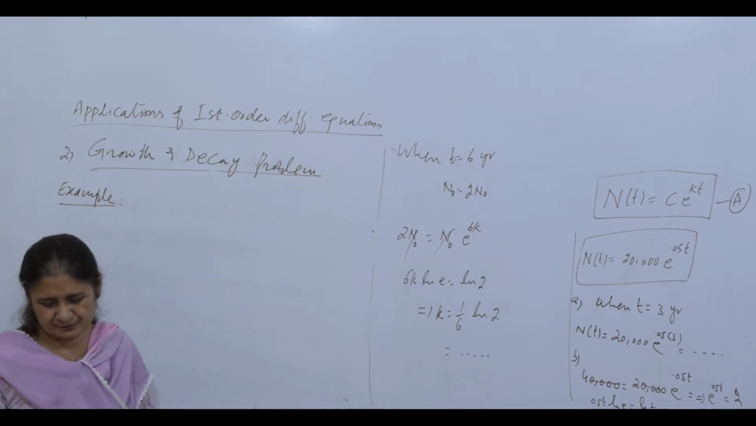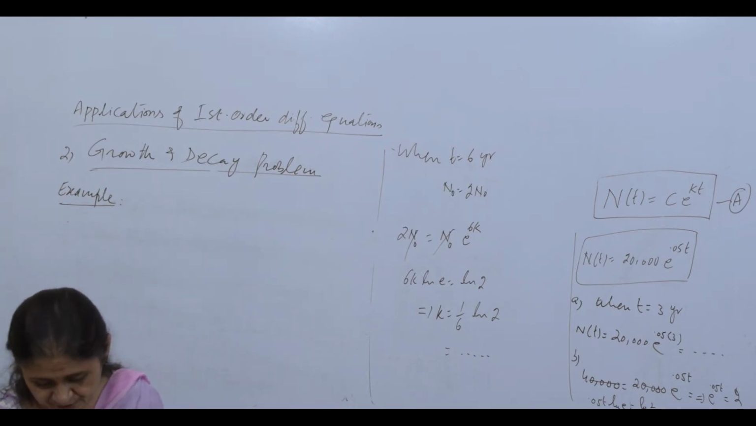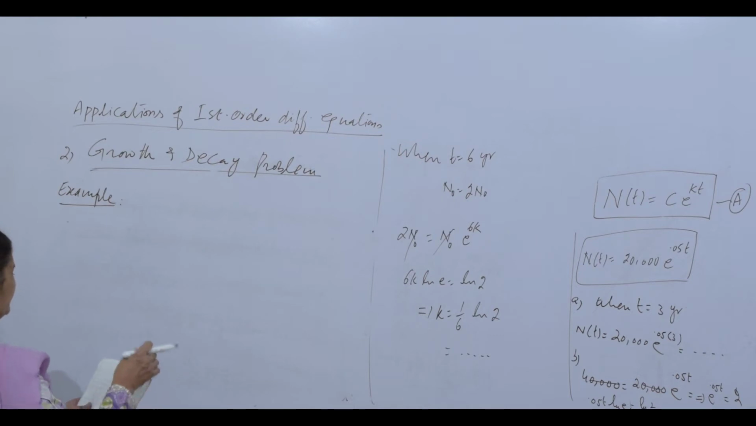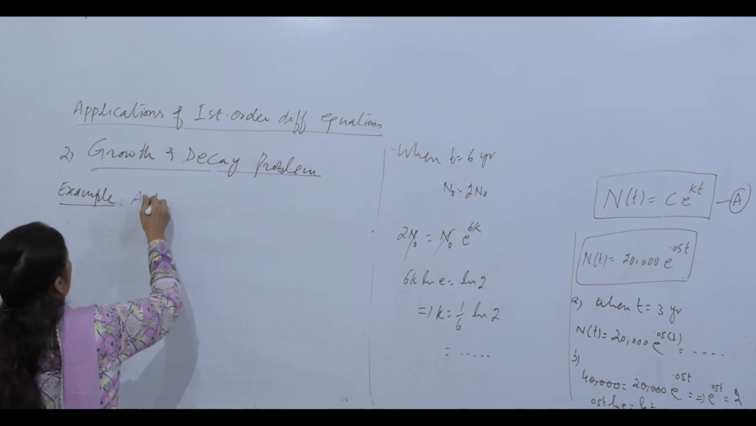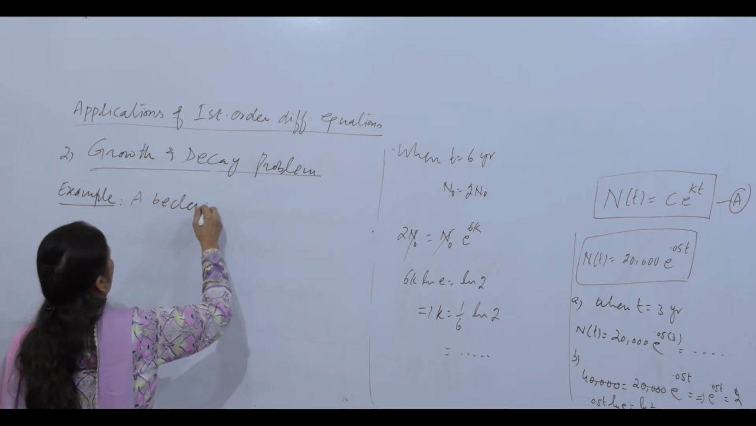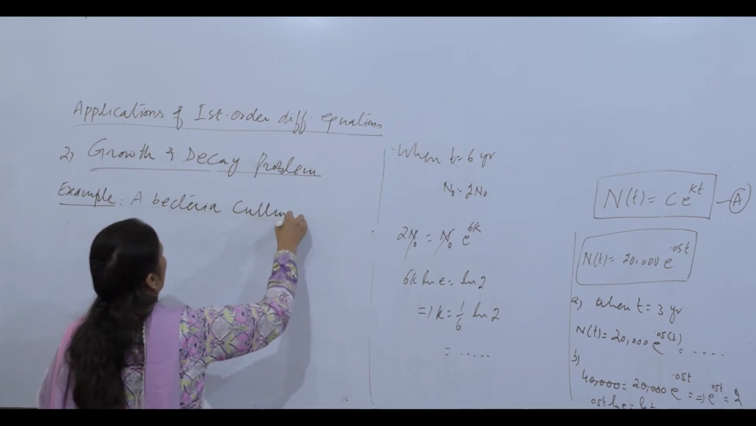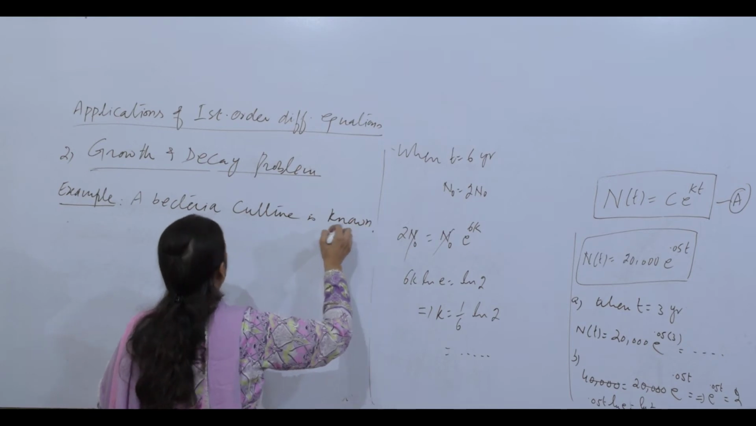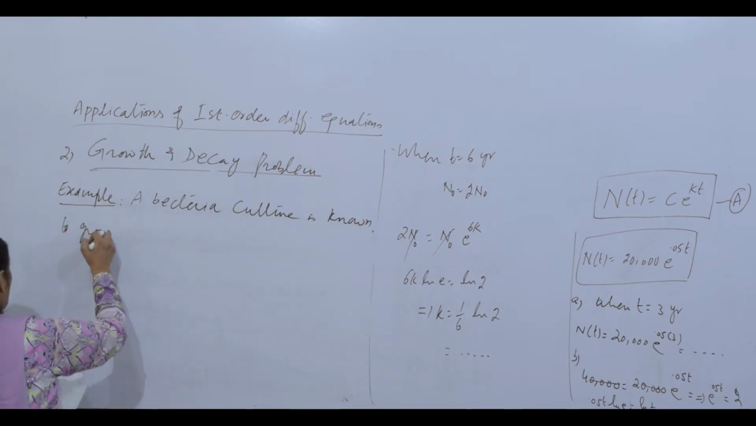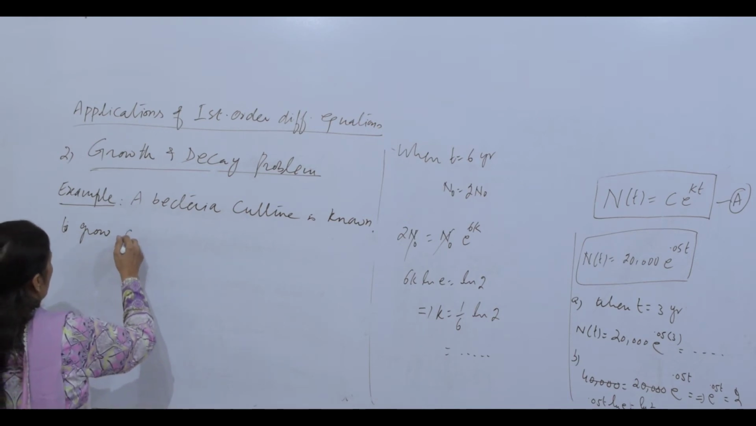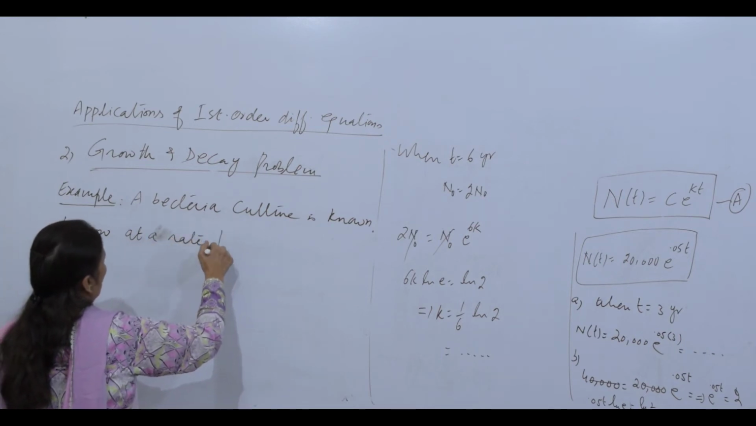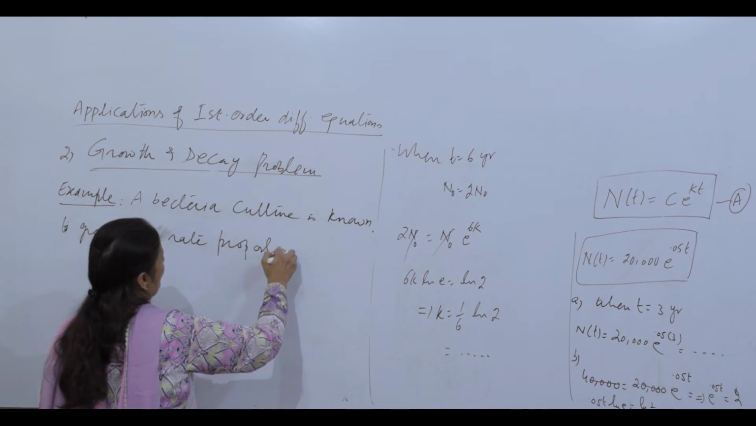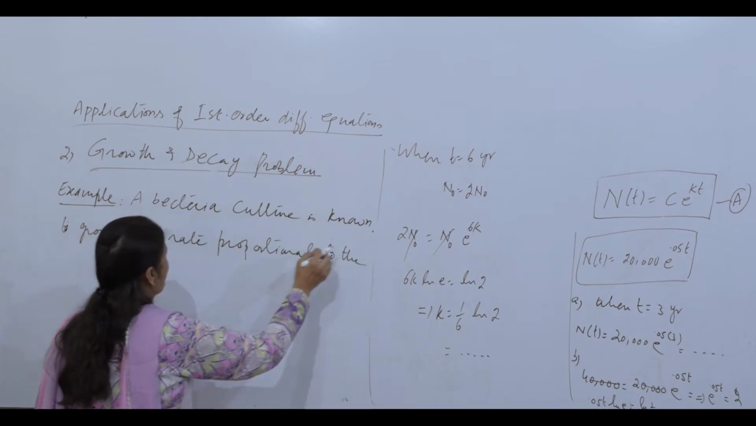Let me have one more example related to the growth problem. A bacteria culture is known to grow at a rate proportional to the amount present.